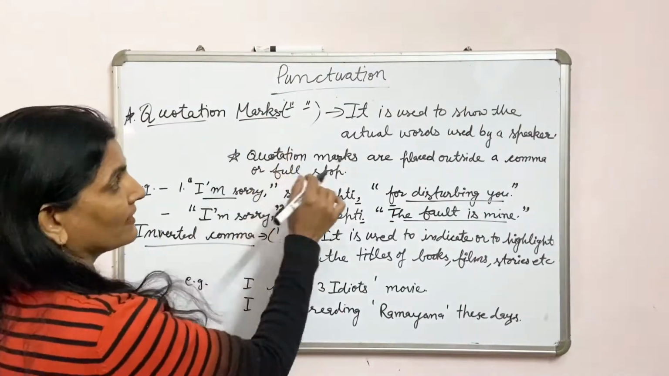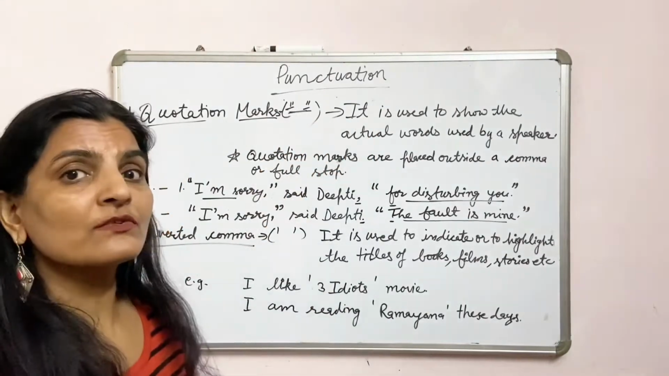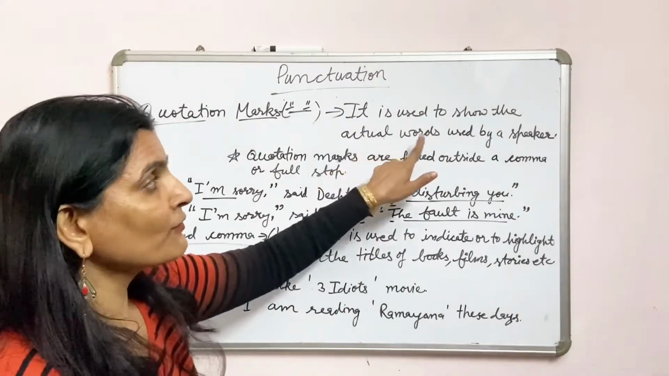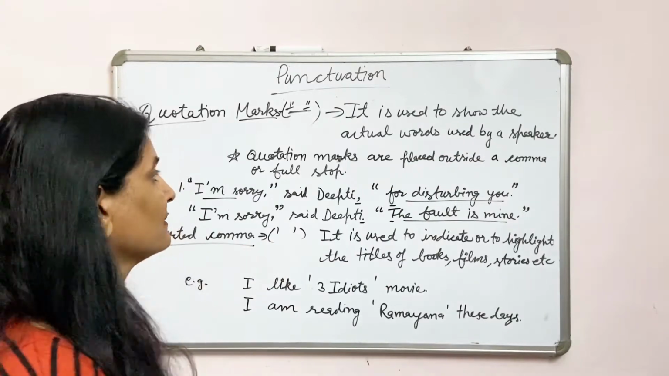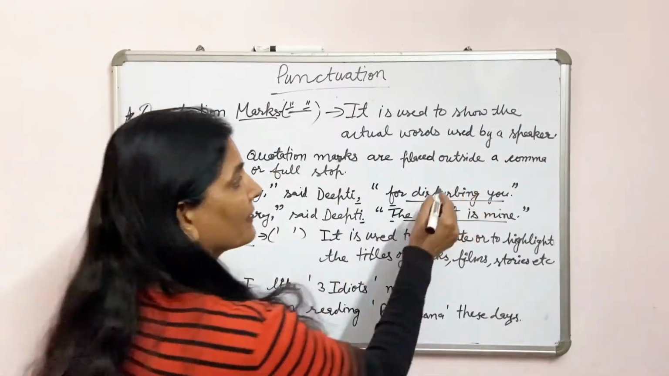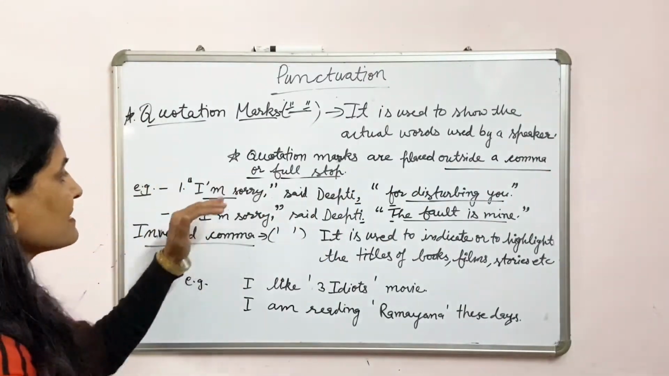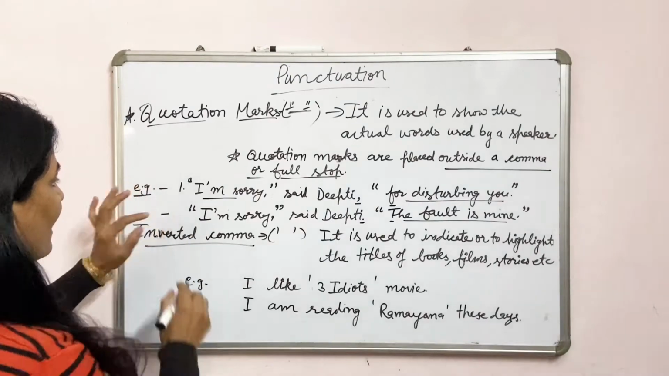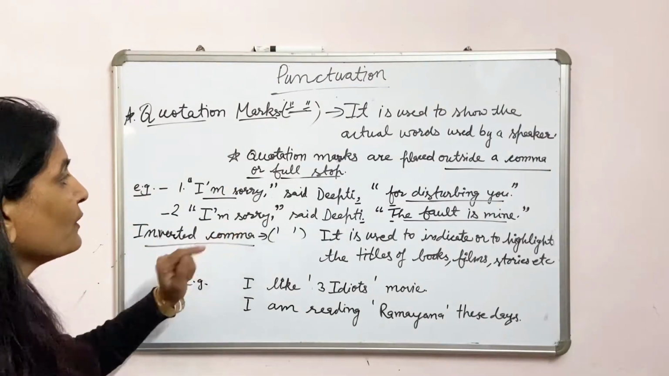Let us see the first one. These are the marks for quotation. They are used to show the actual words or quote used by a speaker. Quotation marks are placed outside the comma or full stop. Let us see examples. I have given two examples here. See both the examples carefully.